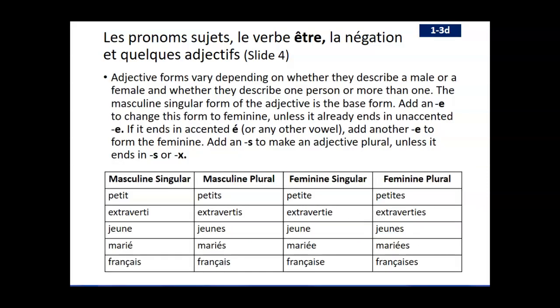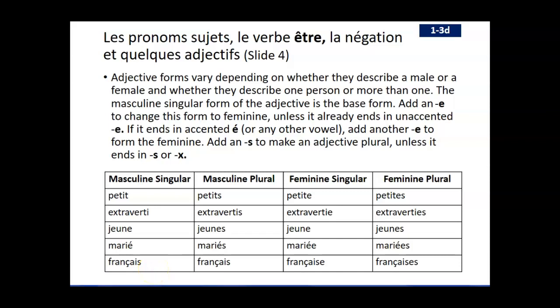All right, so then we come to some adjectives. So quelques adjectifs. And you may already realize in French that adjective forms are different depending on whether they describe a male or a female, and if they describe one person or more than one. So you'll notice the different forms that we have of different words here. So we have adjectives like petit, which means small, extraverti, which means like outgoing or extroverted, jeune, which means young, marié, which means married, and finally français, which of course means French.